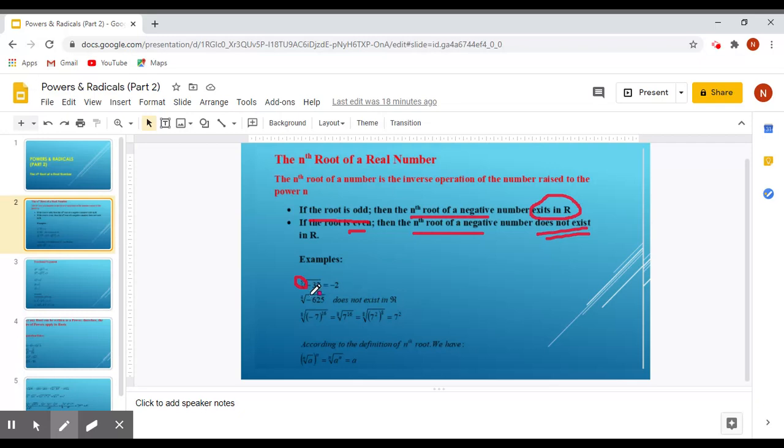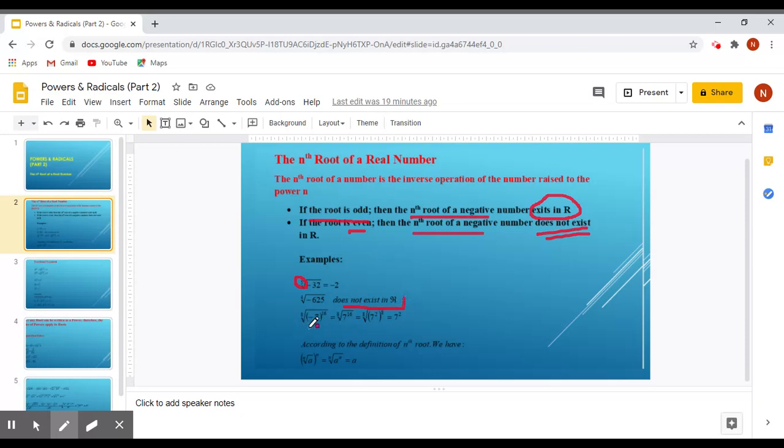Now here we have the fourth root of -625. Now, -5 raised to the fourth power is +625, so it cannot be negative. So the fourth root of a negative number will not exist in R.